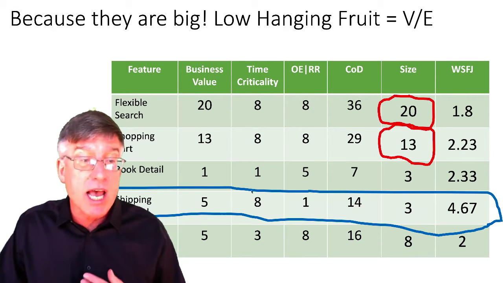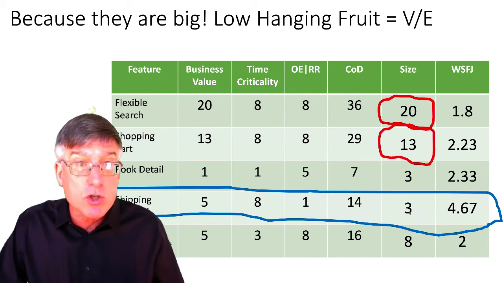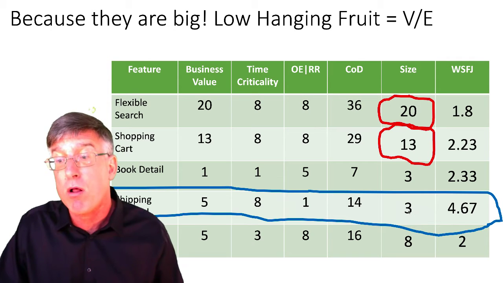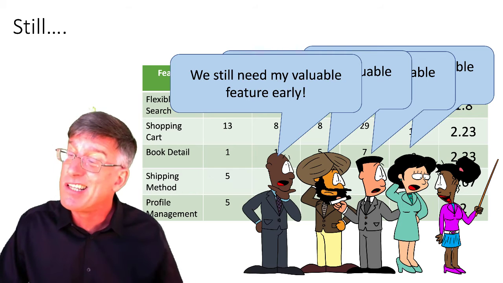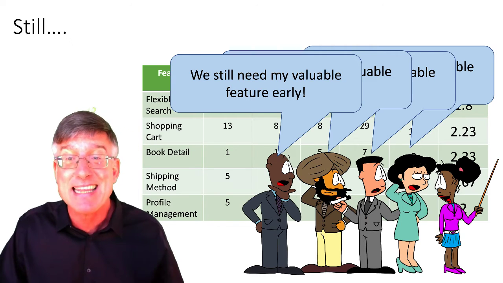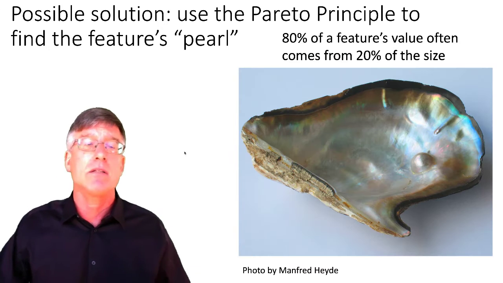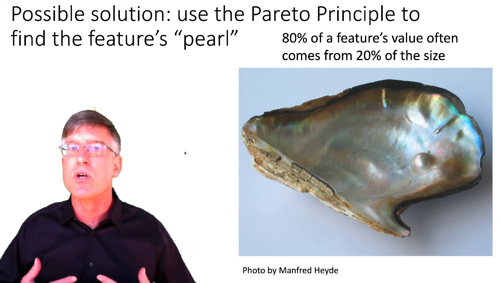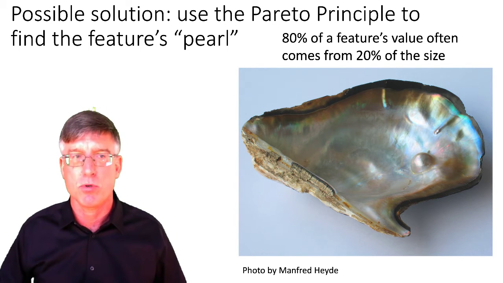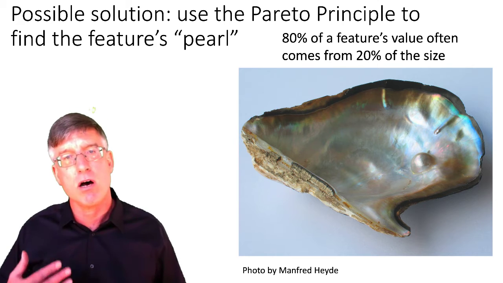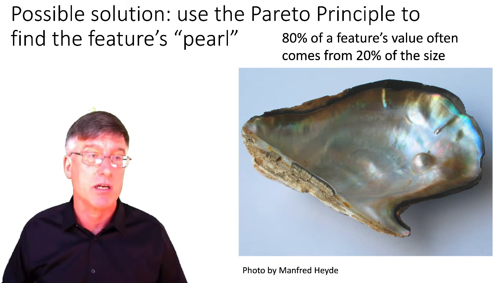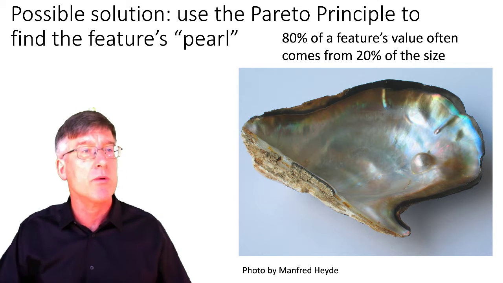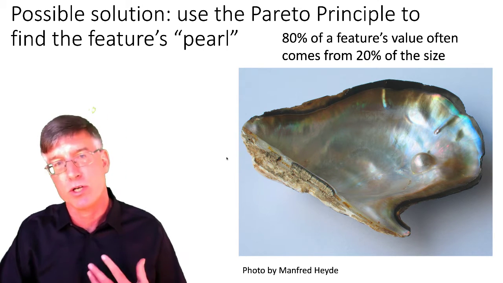So shipping method becomes our best choice because it's a fairly small item here. So what do we do? Well, everyone's still going, "I need that." This is where you start taking advantage of the Pareto principle and looking at how often 80% of a feature's value comes from 20% of its size. What I call this is: look for the pearl in the oyster.